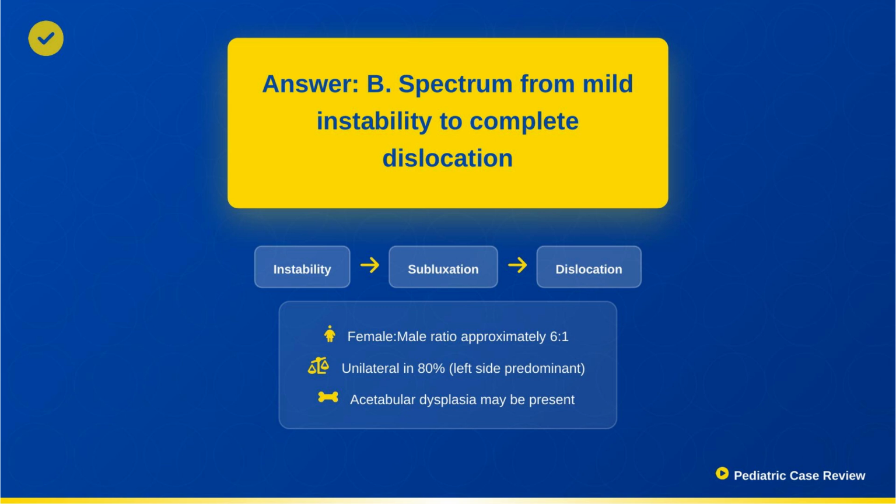Developmental dysplasia of the hip represents a spectrum from mild instability to subluxation to complete dislocation. Acetabular dysplasia may be present with varying degrees of femoral head coverage. DDH affects females more commonly than males with a ratio of approximately 6:1. It is typically unilateral in about 80% of cases with left hip predominance.